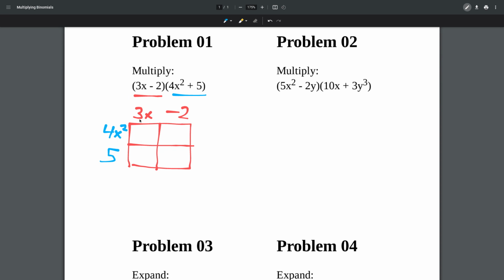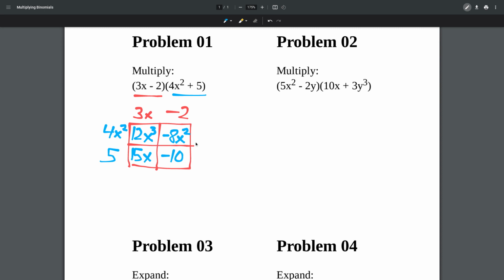So I'm going to do 4x squared times 3x, where they intersect, and I'm going to get 12x cubed. Then I'm going to do 4x squared times negative 2, and I'm going to get a negative 8x squared. Then I'm going to do 3x times 5 and get 15x. And then I'm going to do 5 times negative 2 and get negative 10.